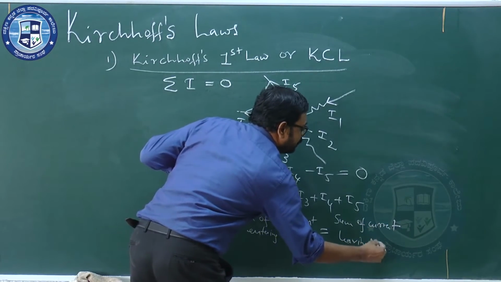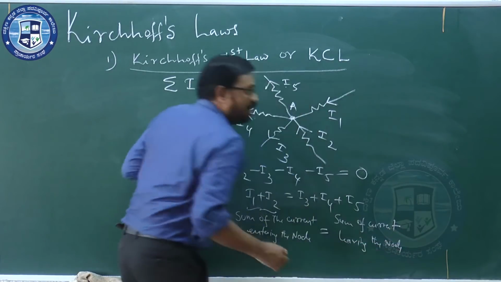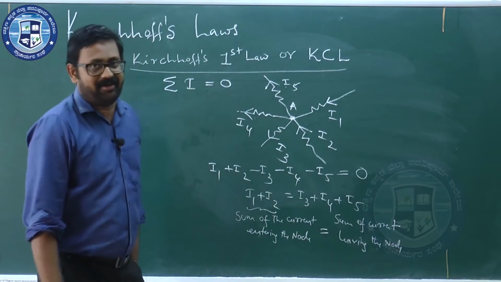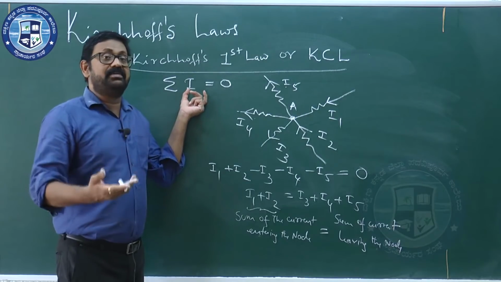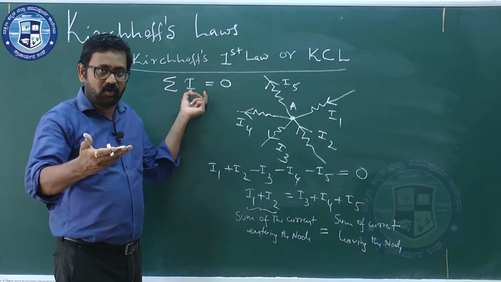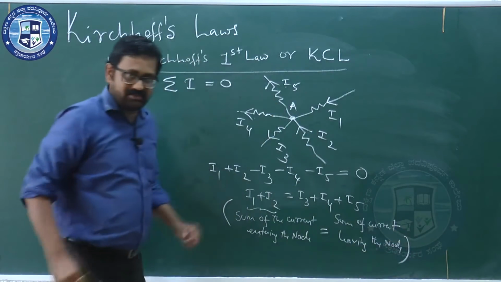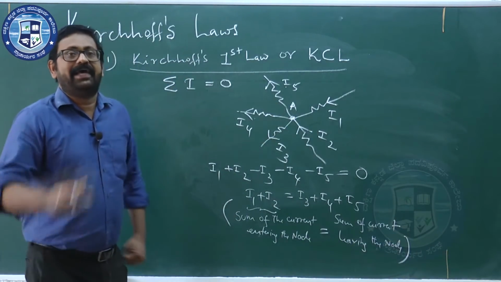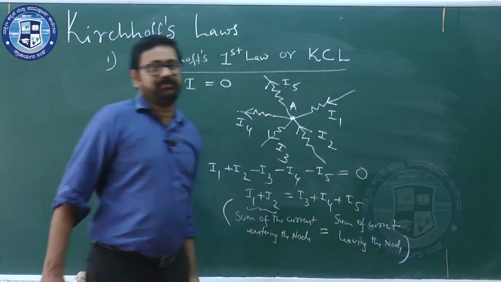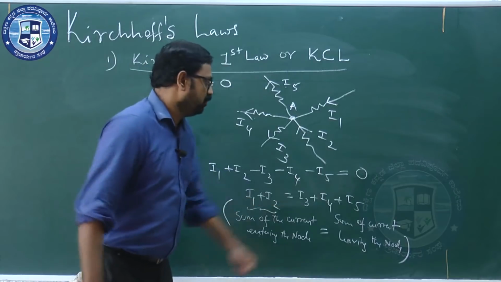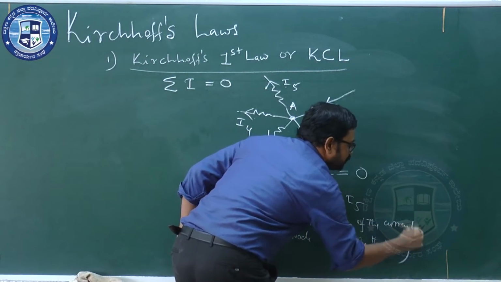So I said in the beginning, at the end of this discussion, you will come to know the alternative statement for Kirchhoff's first law. Instead of presenting Kirchhoff's first law as algebraic sum of the current at a node is equal to 0, you can also give Kirchhoff's first law as: sum of the current entering the node is equal to sum of the current leaving the node. Sum of the current entering the node is equal to sum of the current leaving the node. This is an alternative statement.